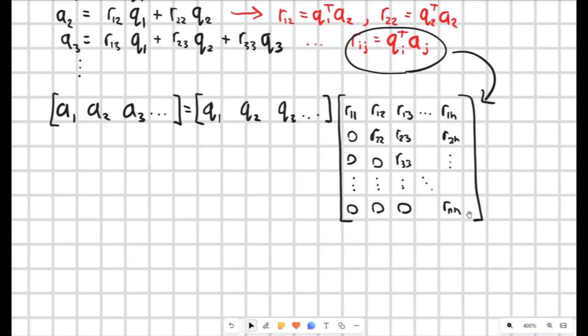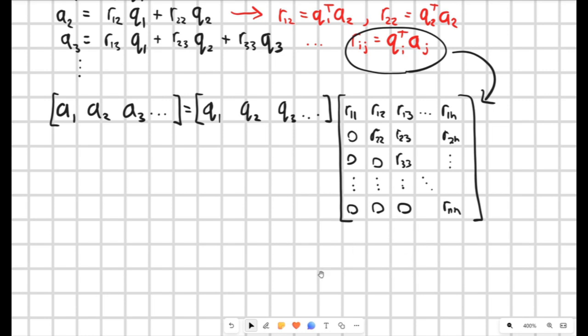So now we have this matrix here, which we say is upper triangular. It's upper triangular because it has this diagonal. Everything above the diagonal has values, and everything below it is equal to 0. So that's called an upper triangular matrix.